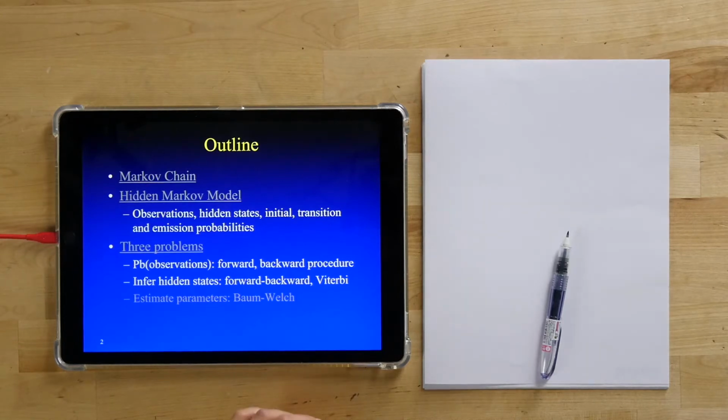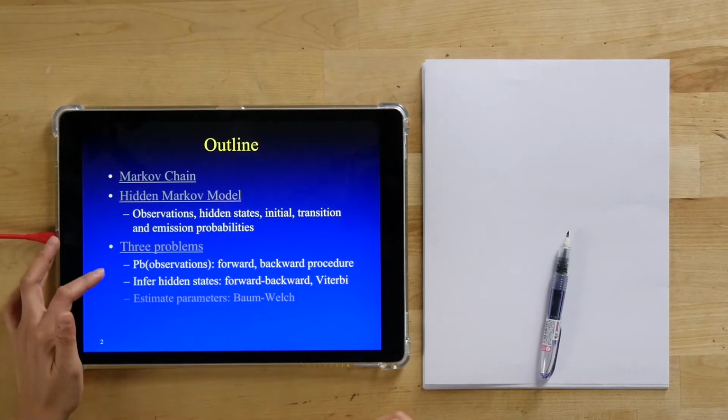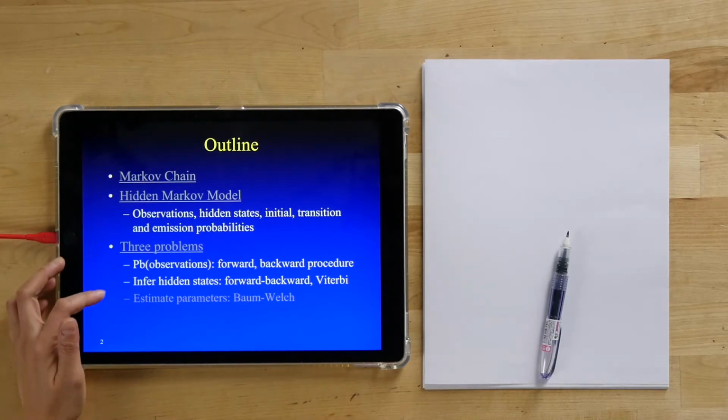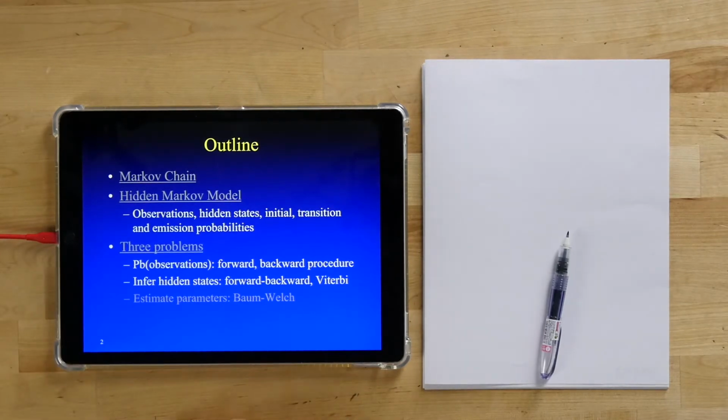So using hidden Markov models, there are three problems we are trying to understand. The first problem we try to understand is, given the parameters of the hidden Markov model, can we estimate the probability of seeing some observations? The second problem is, if we have the observations, can we guess the hidden states? And the third is, if we don't even have the parameters, we only have the observations, can we estimate the parameters of the hidden Markov model?